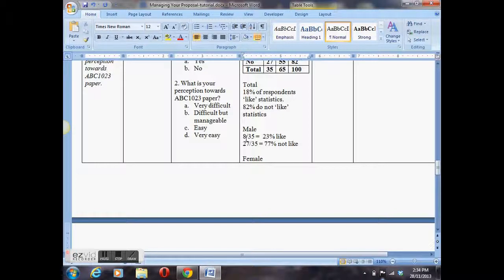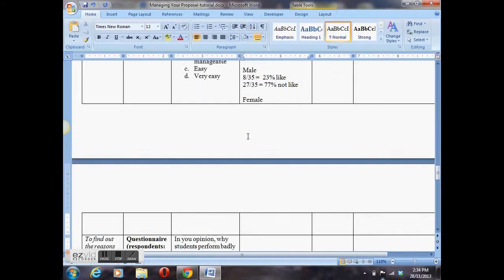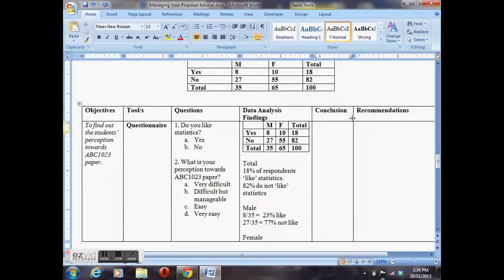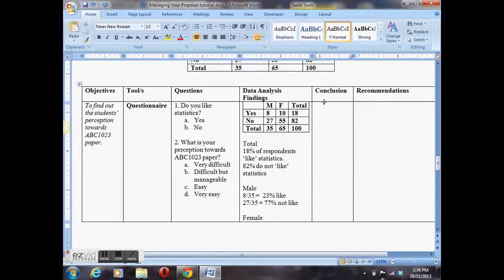And then this part is the conclusion. So how do we make a conclusion? This data analysis and findings is in chapter 4. Conclusions and recommendations are in chapter 5.